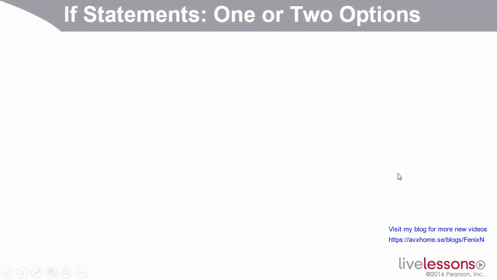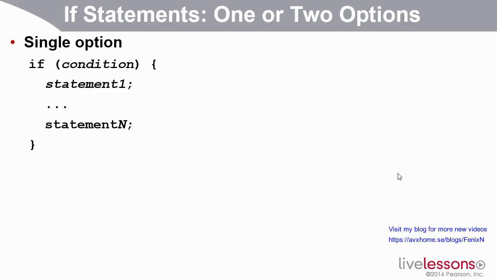Let's look first at one of the most important categories of programming constructs, performing operations conditionally. The simplest of these is the if statement with only a single set of options. You supply a condition like x is less than 7, or d is equal to 9. If the condition is true, then all of the statements inside of the if block are executed. If the condition is false, then none of them are.